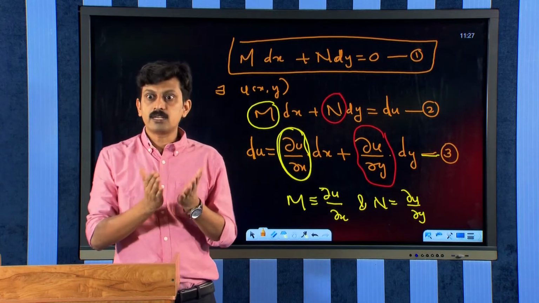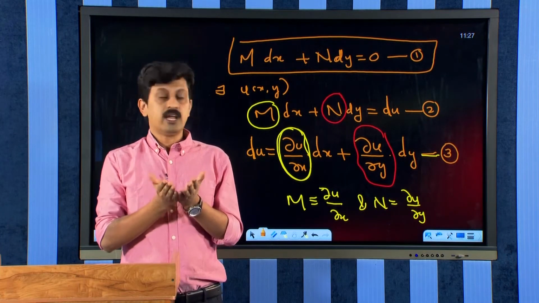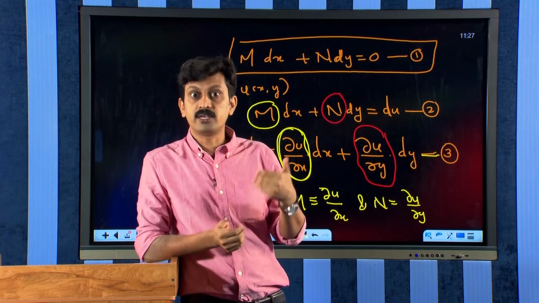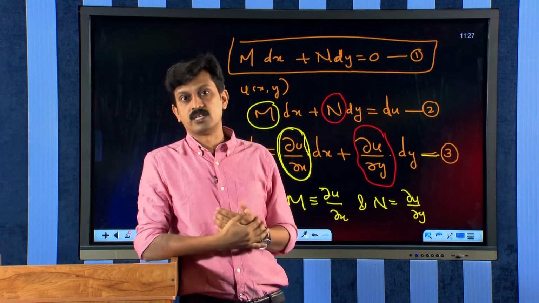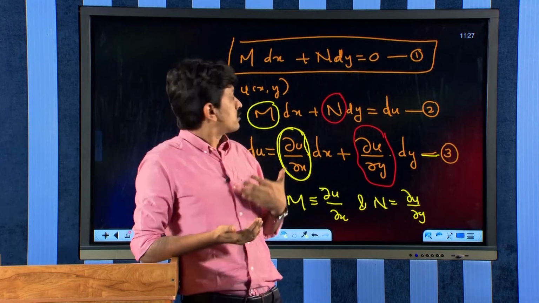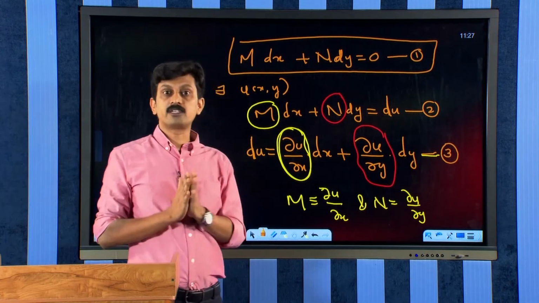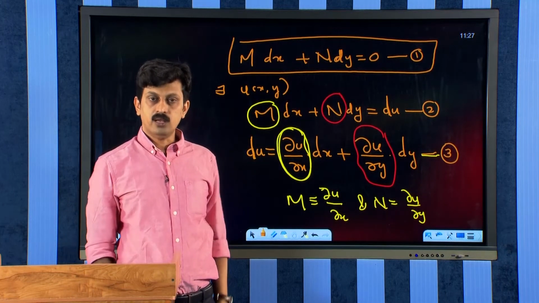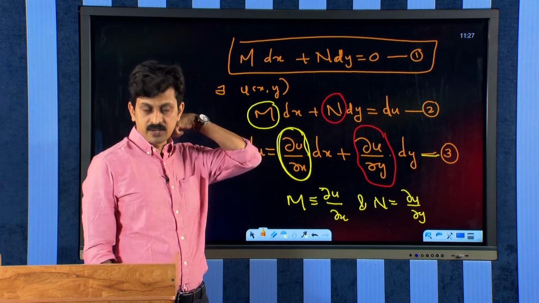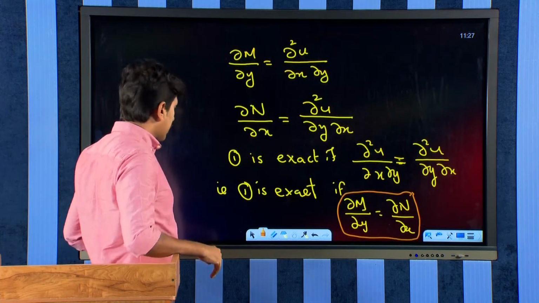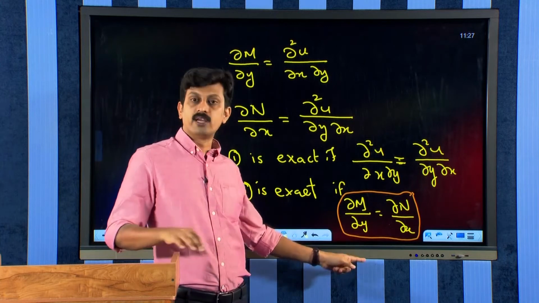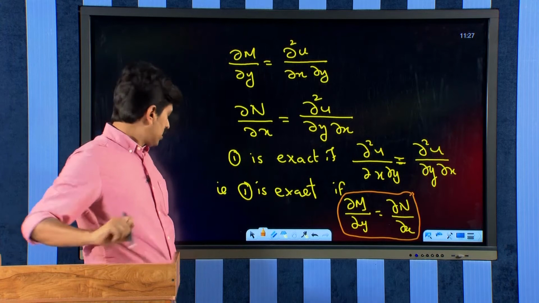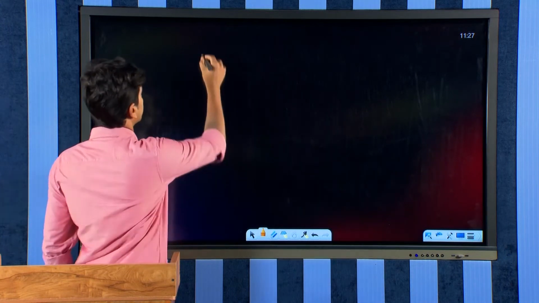As we said before, we can generate a differential equation of the form M dx plus N dy equal to 0 from the primitive, from the solution of a differential equation. Similarly, a differential equation of the form M dx plus N dy equal to 0 is exact if ∂M/∂y is equal to ∂N/∂x. So, we can move to some examples.